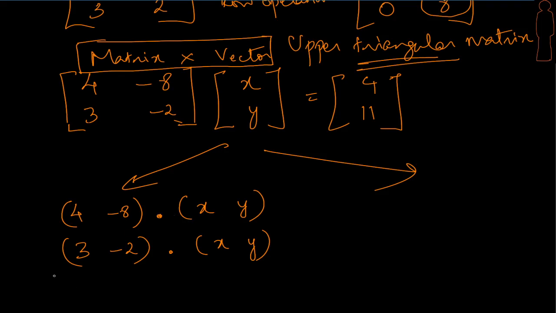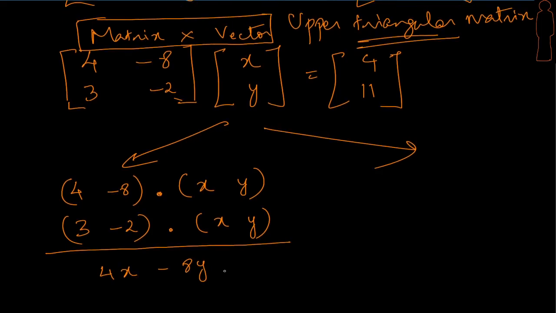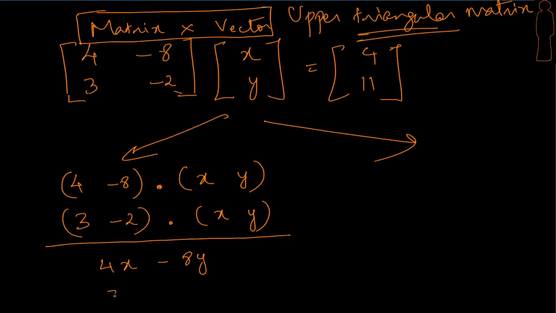We know that this is going to become, so we just put a line here and try and write this here. So this is going to be 4x minus 8y, and for the second one it's going to be 3x minus 2y, right? So this is the kind of row picture that we had studied. What we had done was we had taken the equations and we had plotted lines for them, and we had tried to understand what's actually happening when we try to solve linear equations.